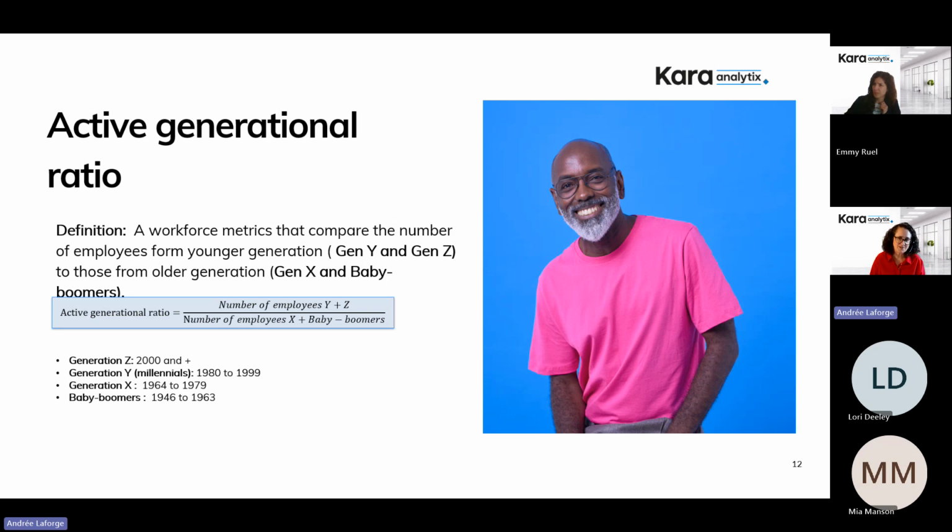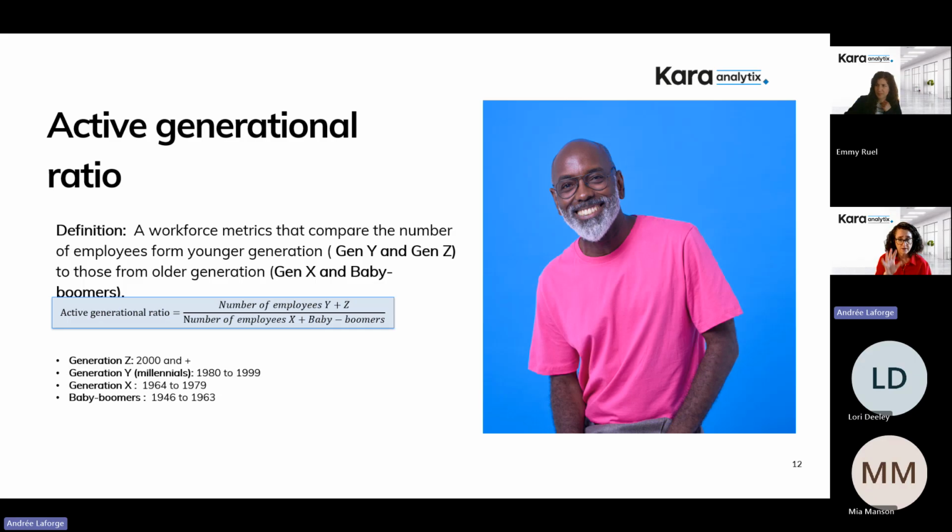This is a workforce metric that compares the number of employees from the younger generations, so generation Y and Z, to those from the older generations like generation X and the baby boomers. Of course, this is the definition for now, but probably in 10 years the definition will change because we won't have any baby boomers, and generation X will probably be all in their retirement. So this metric's definition will change.